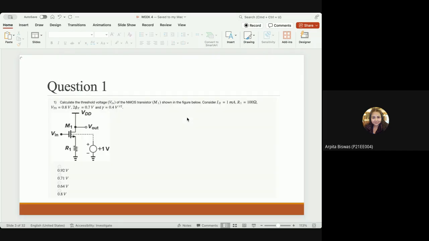This is question number 1. Calculate the threshold voltage of the NMOS transistor shown in the figure below. Consider ID equal to 1 milliamp, R1 equal to 100 ohms, and VT0 equal to 0.8 volt, and twice of phi f equal to 0.7. And gamma is given, which is 0.4 root over V. Please try to solve the question. All of you, at least try, then I will solve.